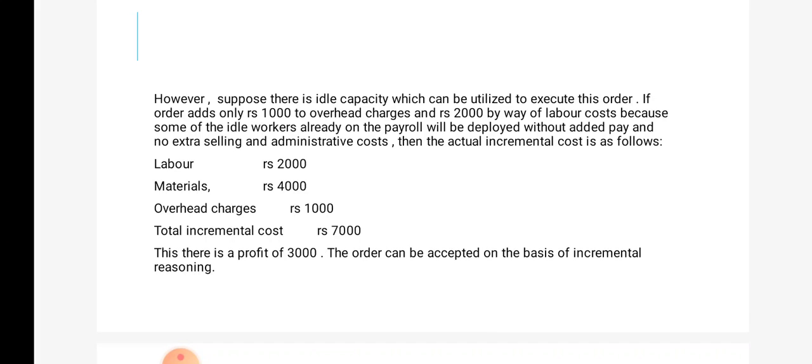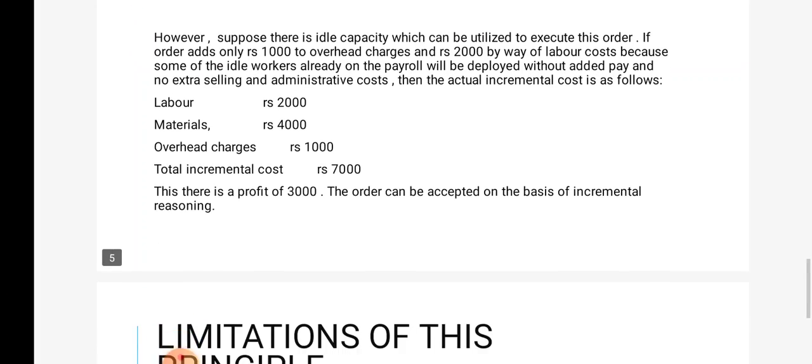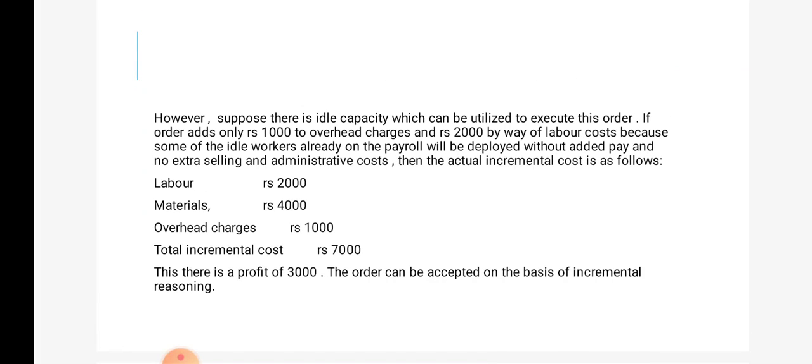If you compare the incremental revenue with the incremental cost, the incremental revenue of the new order is 10,000, the incremental cost is 7,000. There is an incremental profit of 3,000. The order can be accepted on the basis of incremental reasoning. What the incremental decision says is that the increase in revenue is more than the increase in cost. The decision can be accepted and it is profitable to the business. It contributes to the profit maximization objective of the business.